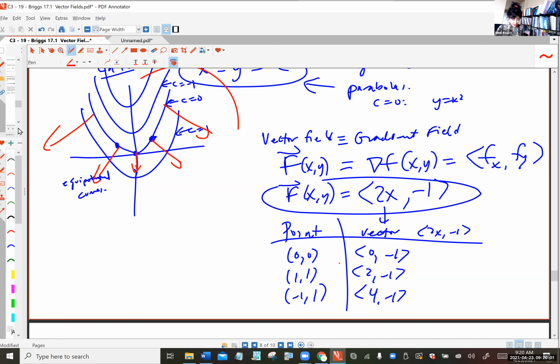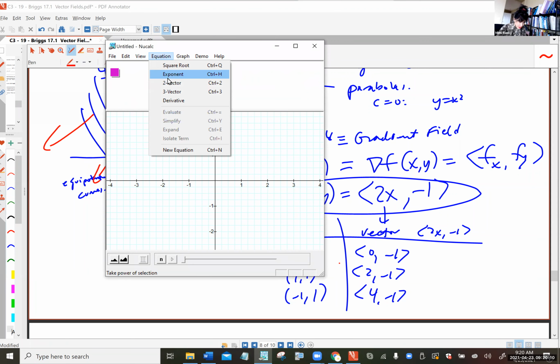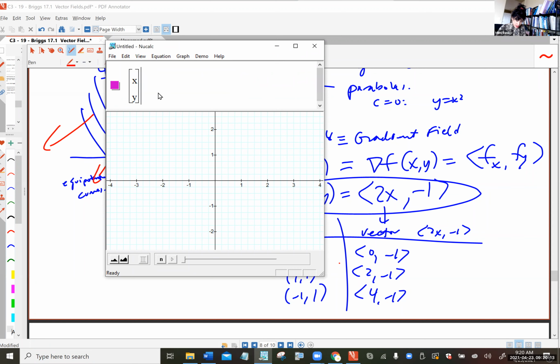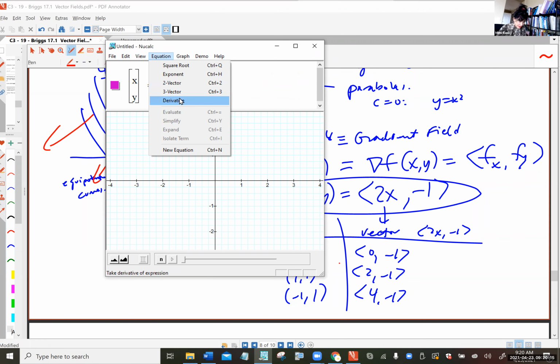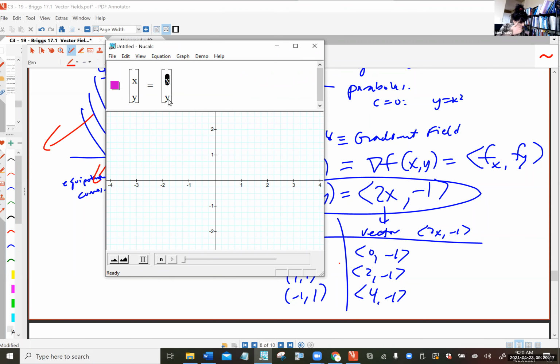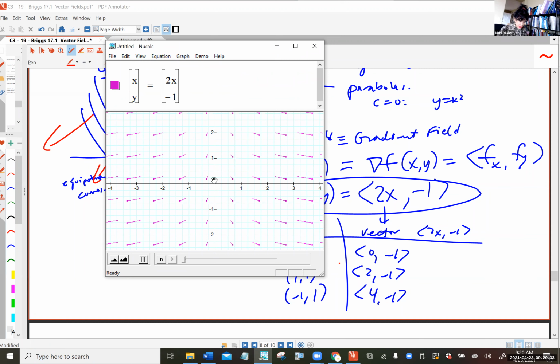And what I like to do, because I don't like graphing vector fields, it's such a pain, is go to my wonderful graphing software here and graph it that way. So here I go: 2x, and then my y component for my vector field is, oops, not y, it's this -1. And then when I graph it, let me spruce this up a little bit.